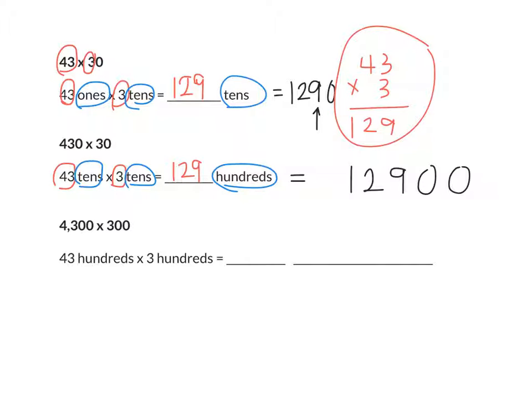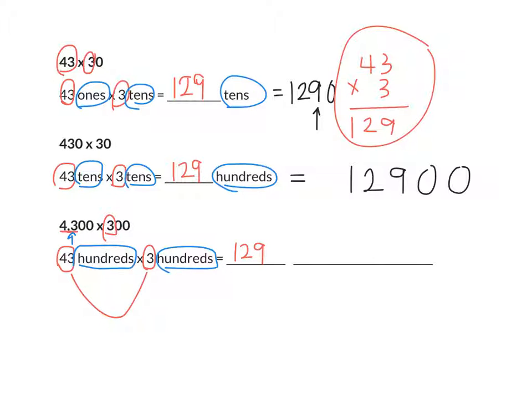Okay. Let's look at the last example. I have 4,300 times 300. Well, that's the same thing as, I still have 43, right? But this time it's 43 what's? How do I know that 4,300 is the same thing as 43 hundreds? Well, because my last digit here is in the hundreds place. And times 3 hundreds, right? Good.